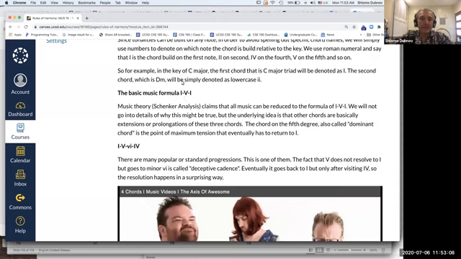So the basic music formula is often 1-5-1. You can try and just put a major chord on one. You choose your scale, so let's say C. So you put on the C. Then you go to the fifth step, which will be a G, and then you go back to a C.